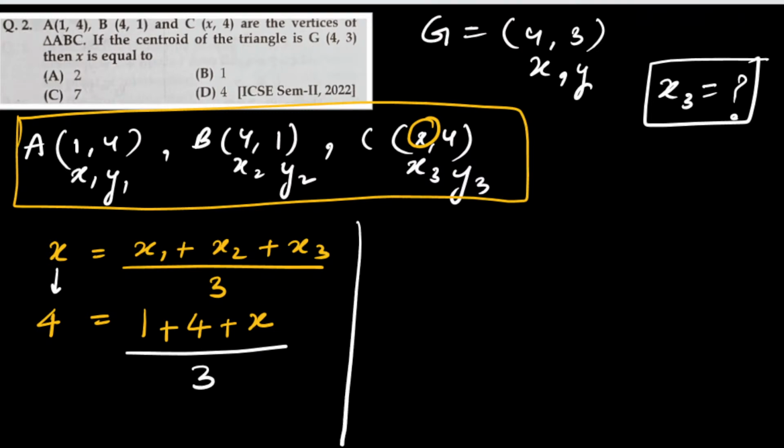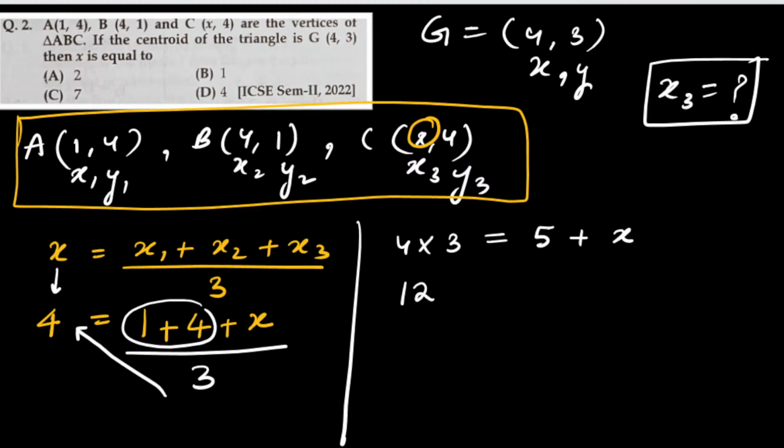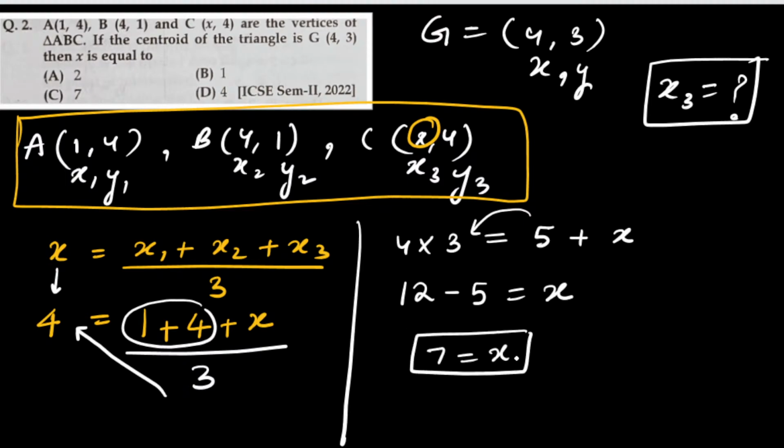Now we can just simplify. This 3 will shift to the other side because here it's getting divided, so when we shift it to the other side, it will get multiplied. So 4 into 3 is equal to 1 plus 4 is 5, 5 plus x. 4 into 3 is 12. This 5 will shift to this side. Plus 5, when we shift to the other side, will become minus 5. So 12 minus 5 is equal to 7. x is equal to 7.